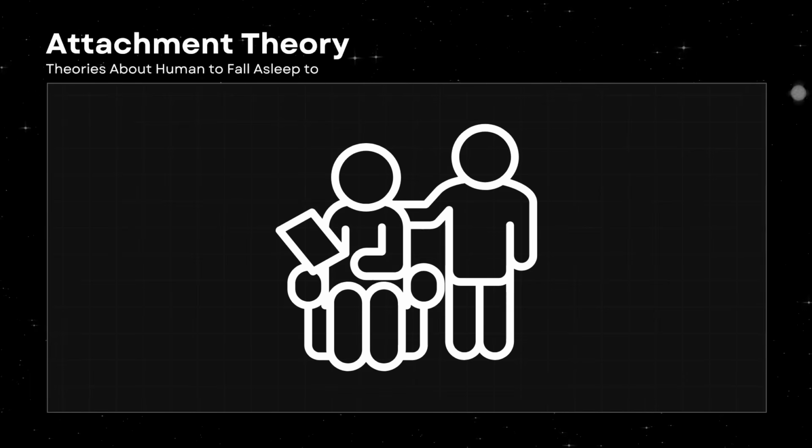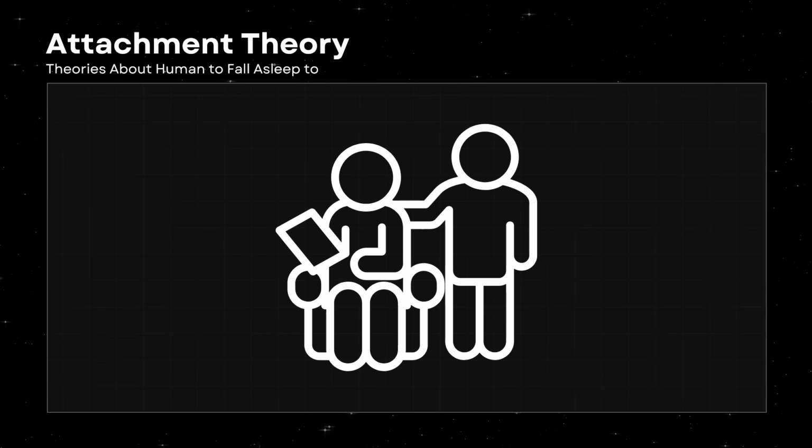Researchers have studied how these early bonds form by observing how babies respond when their caregiver leaves and then returns. In one study, called The Strange Situation, psychologist Mary Ainsworth placed young children in a room, let them play, then briefly removed the caregiver and watched what happened when they came back. The child's reaction showed what kind of attachment they had.